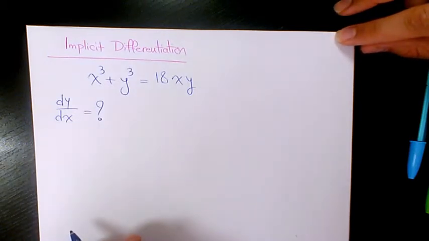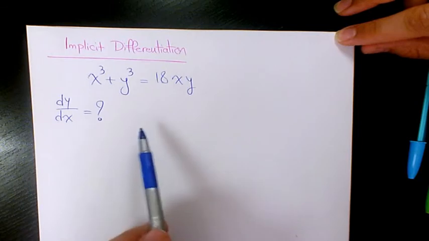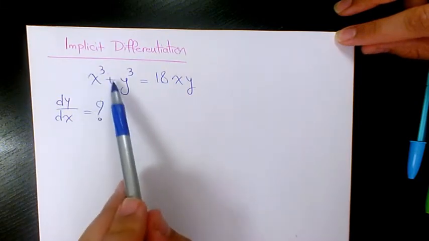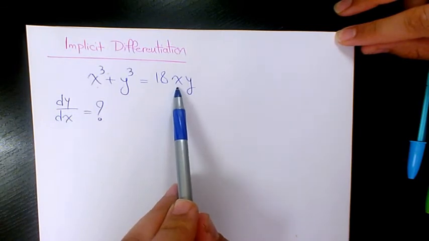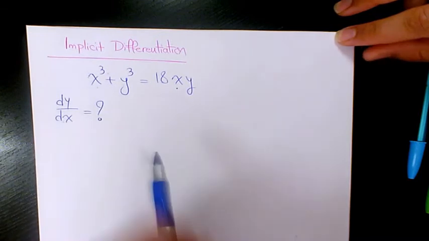Welcome to another video. In this video I want to show you how to find the derivative of x cubed plus y cubed equals 18xy, and we need to use the implicit differentiation method. We need to find dy over dx.